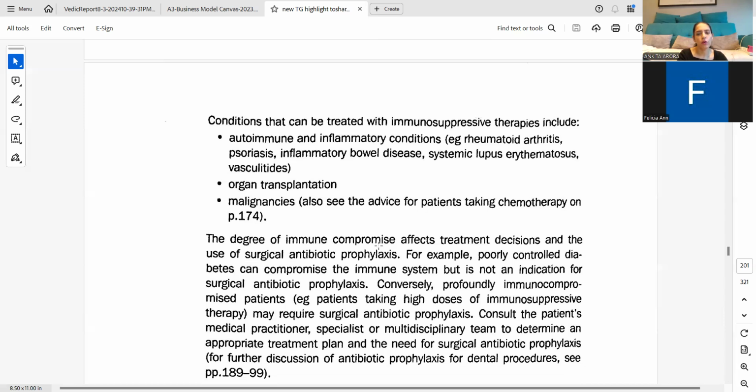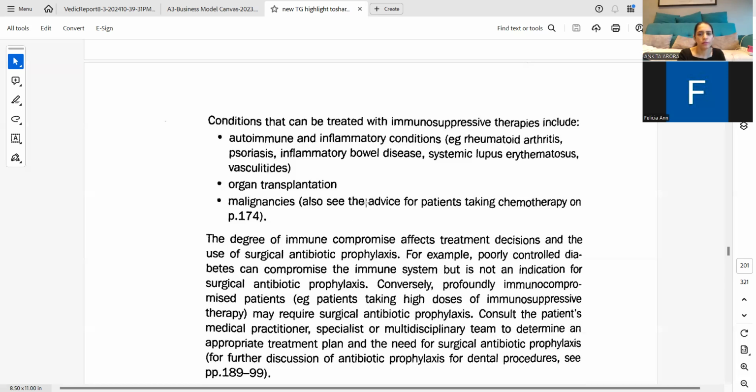Now, the degree of immunocompromise affects treatment decisions and the use of surgical antibiotic prophylaxis. For example, poorly controlled diabetes can compromise the immune system, but is not an indication for surgical antibiotic prophylaxis. So we are not giving any antibiotic prophylaxis to patients who are poorly controlled diabetics. Conversely, profoundly immunocompromised patients, for example patients taking high doses of immunosuppressive therapy, may require surgical antibiotic prophylaxis.